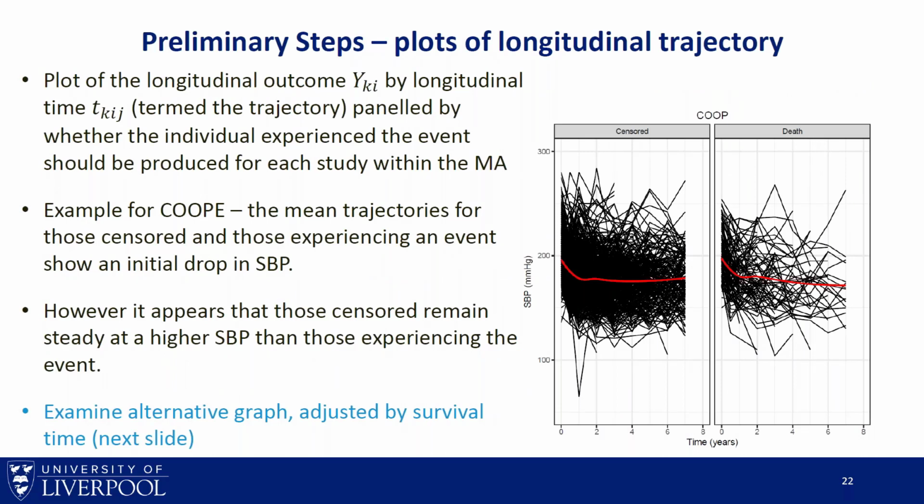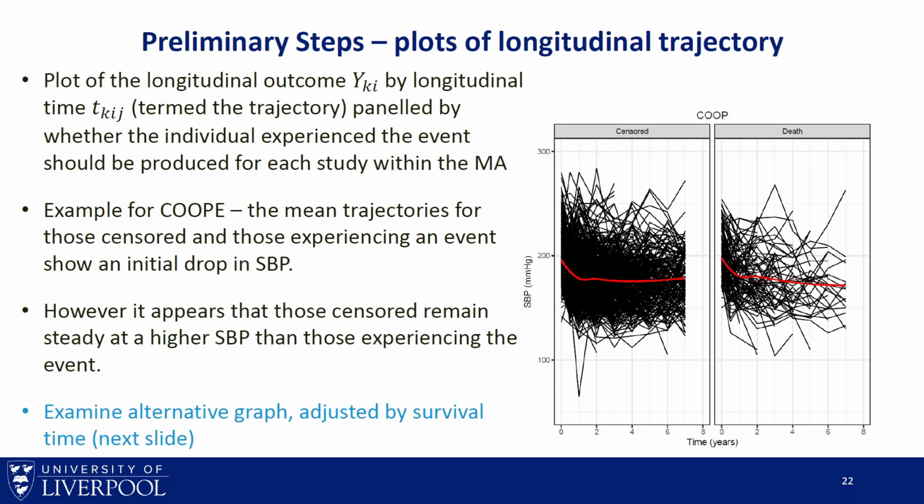So the first plot that you should produce, and you should produce these plots for each study in your meta-analysis separately, plots the longitudinal outcome y against the longitudinal measurement time t, and the plot is panelled by event type, so whether the individuals in question were censored or whether they experienced the event. The trajectories of all individuals in the study-specific dataset can be plotted, but if the sample size is too large, do just plot a sample or a subset of the available individuals, otherwise the structure of the data will be hard to see. This example is for the COOP study from the INDANA dataset.